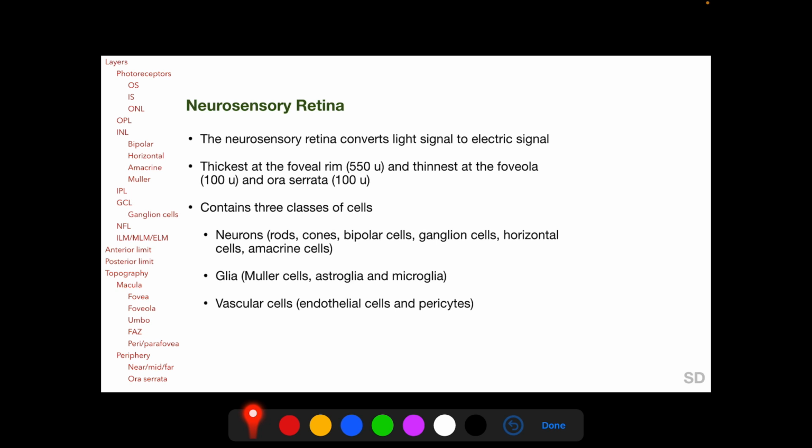The neurosensory retina contains three classes of cells: neurons, glia and vascular cells. Among the neurons we have rod and cone photoreceptors, bipolar cells, ganglion cells, horizontal cells and amacrine cells. Among the glia we have the Muller cells and also astroglia and microglia. Among the vascular cells we have endothelial cells and pericytes. We'll be discussing the neuronal and the glial cells in more detail in this session.